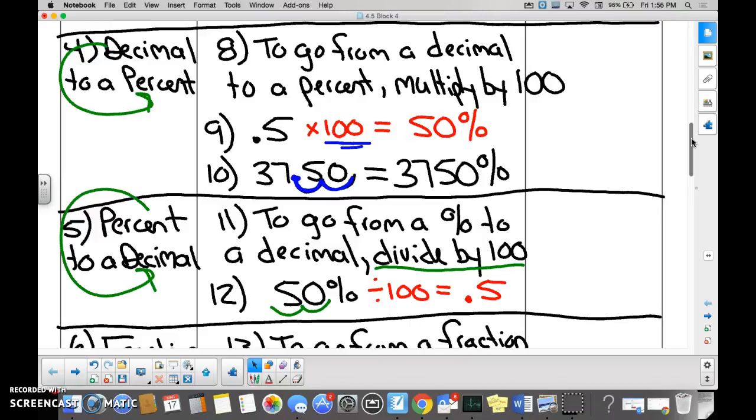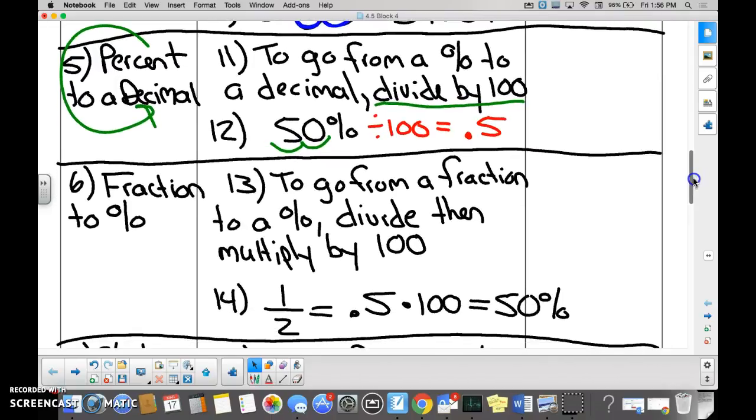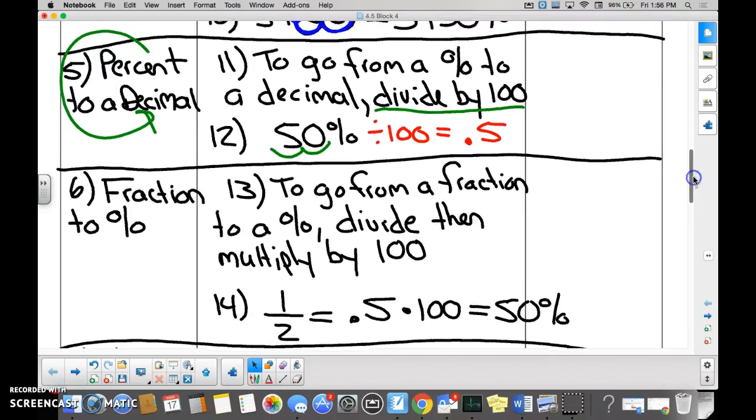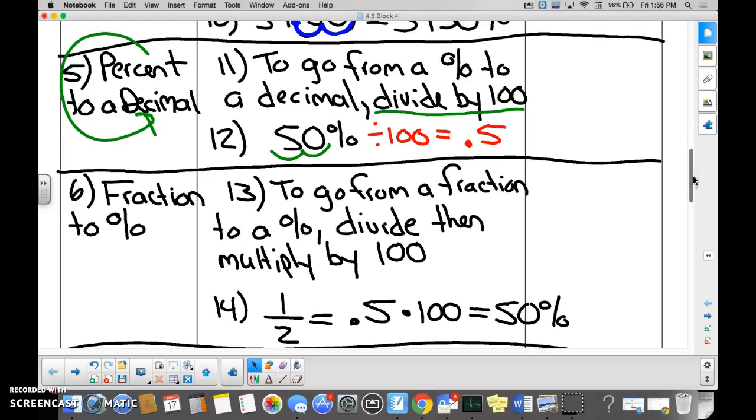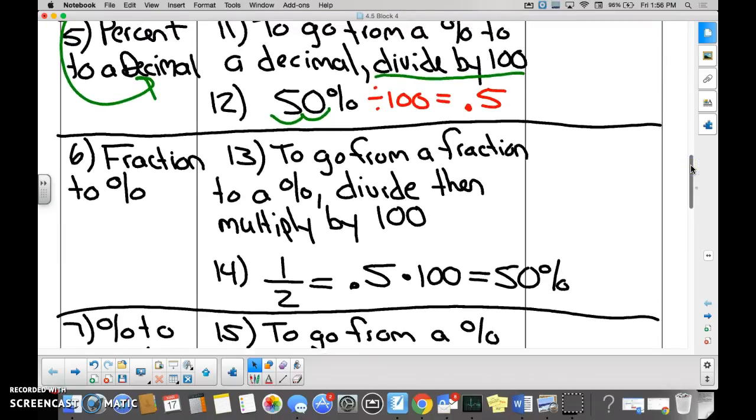Okay? Number 6. Fraction to a percent. This is the one that we didn't do yet. To go from a fraction to a percent, we divide the fraction and multiply by 100. So here you go. We divided the fraction. 1 divided by 2 is 0.5. We multiplied by 100. When you multiply by 100, which way are you moving the decimal point? Right. How many places? 2. 1, 2, and that gives us 50%.